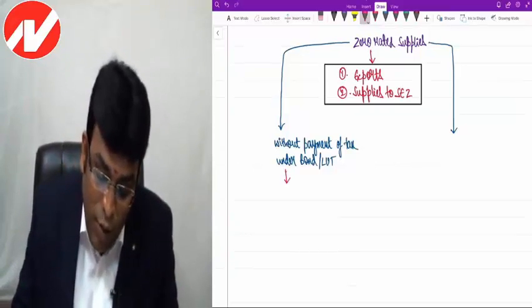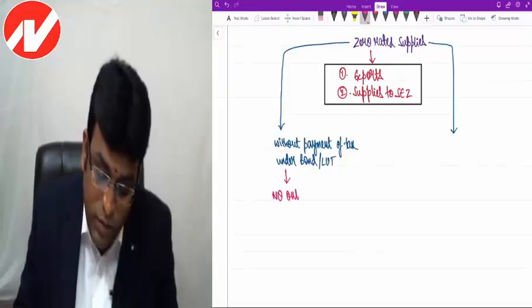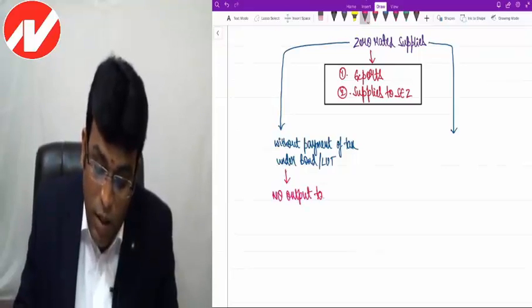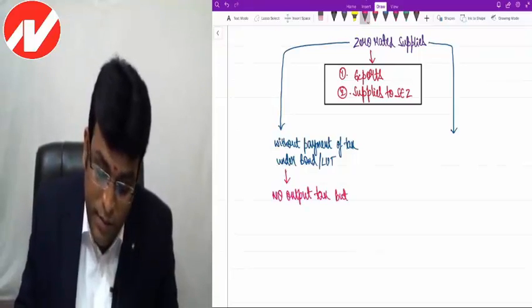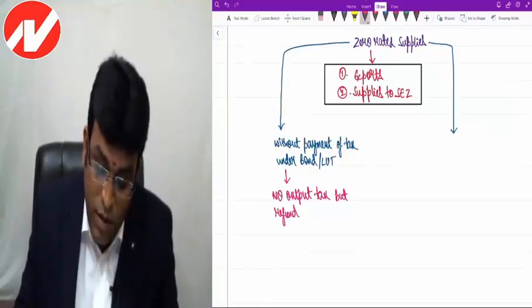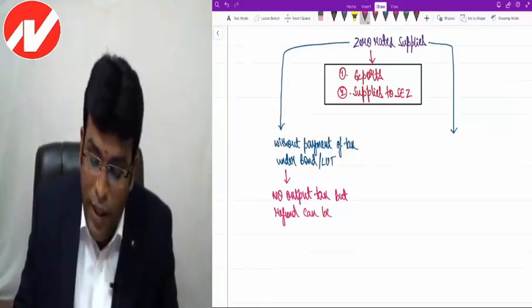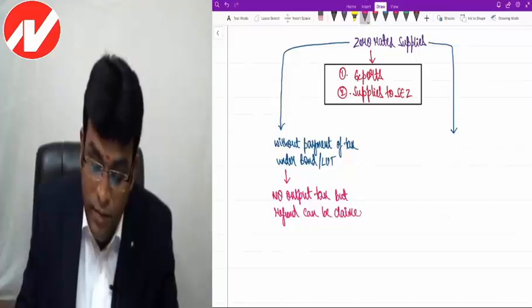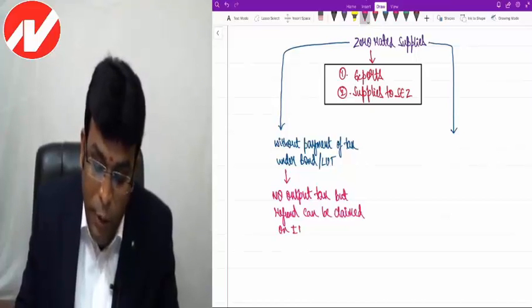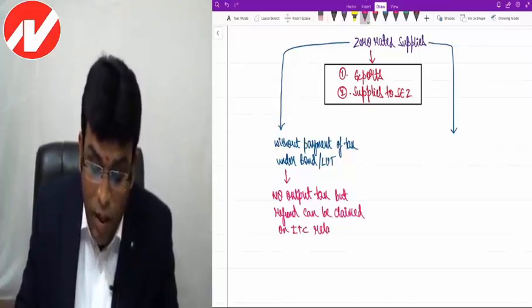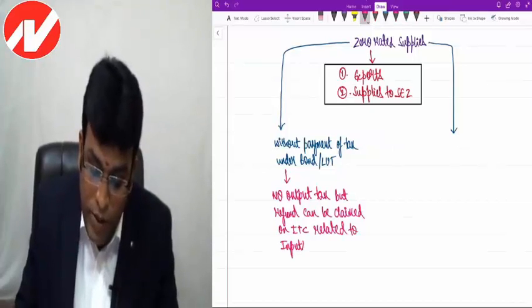In this case, what we'll do is, no output tax, but refund can be claimed on input tax credit related to inputs and input services.